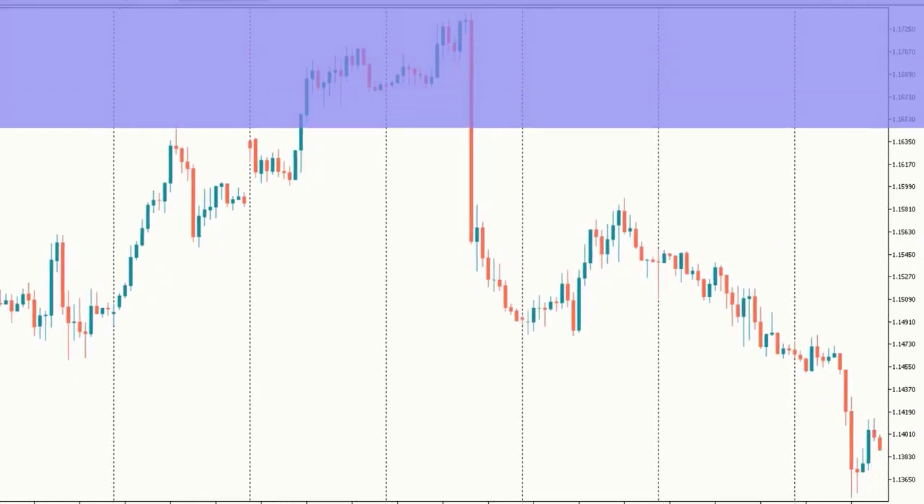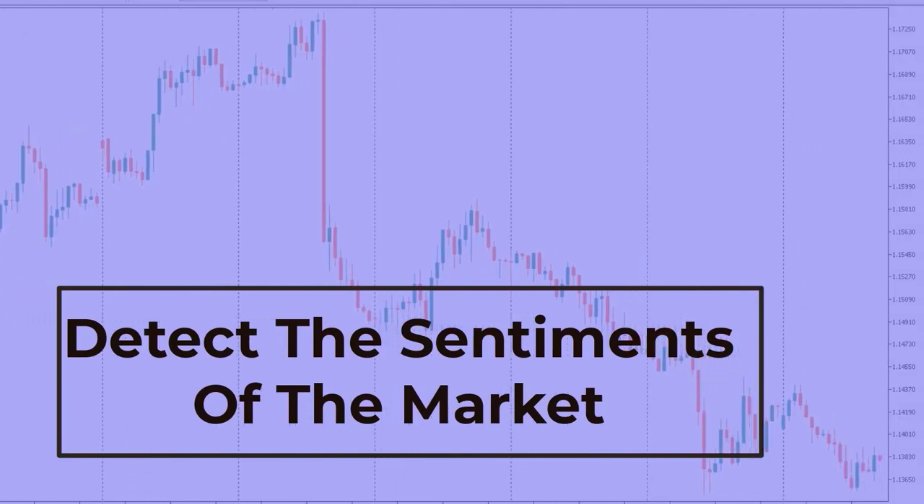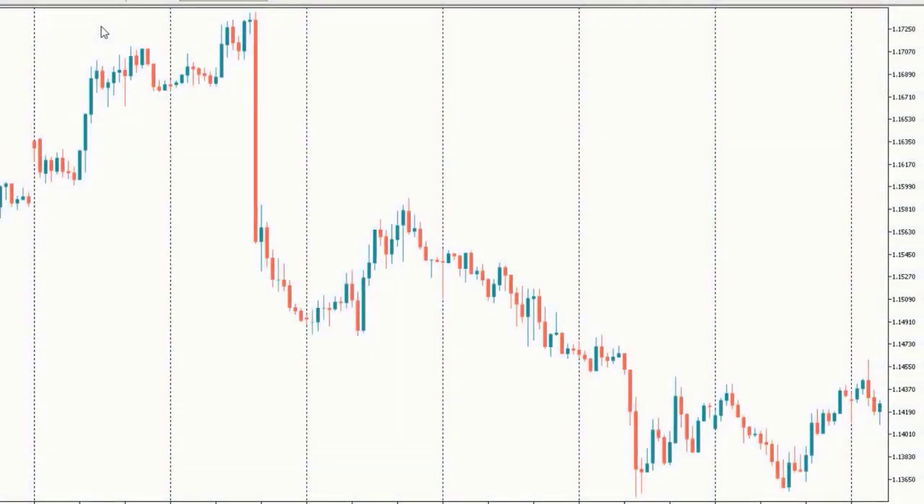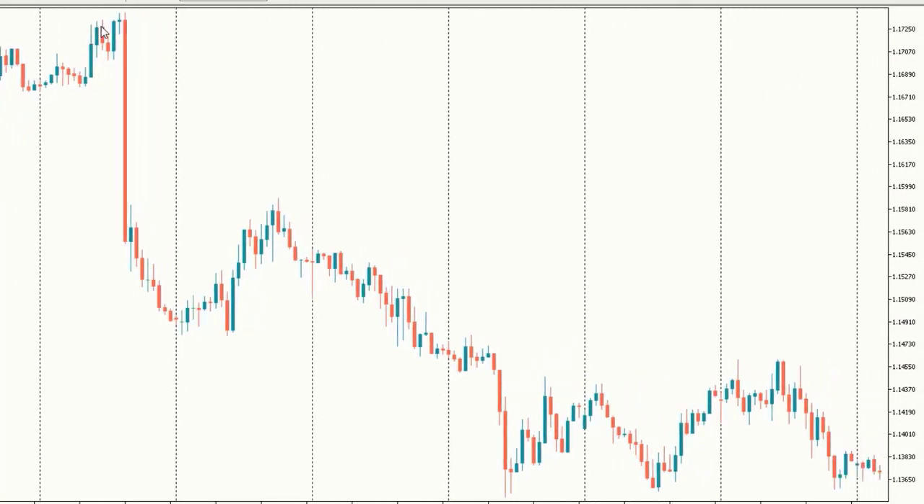So these were 3 scenarios where you can detect the sentiments of the markets using the open of the price in relation to the previous day range. Now let's look at some trade examples to understand how to trade in these scenarios.